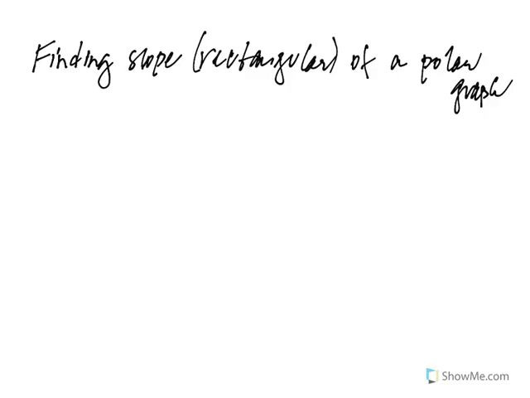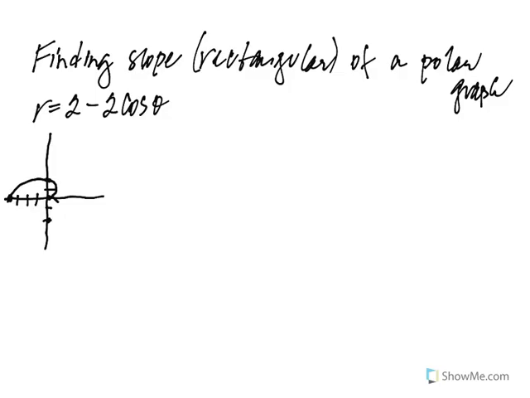All right, so the last thing I want to go over is finding the slope, the rectangular slope, of a polar graph. So let's start off with this equation, which, by the way, looks like a cardioid, because 2 is equal to 2. It's going to point to the left because it is a negative cosine, 4 units. It's going to hit here, 2 up, 2 down, and it's a cardioid. It's going to hit the origin, so it looks something like that.